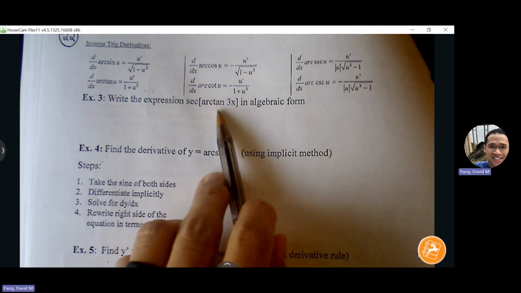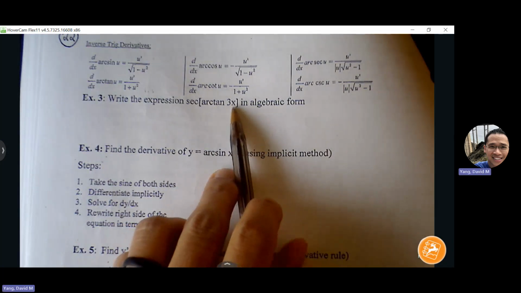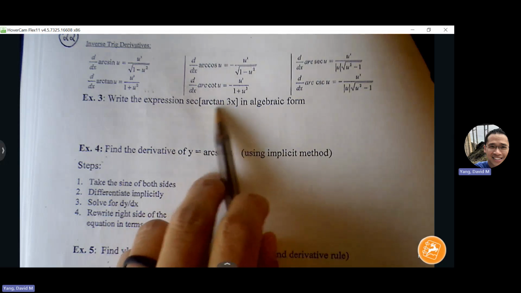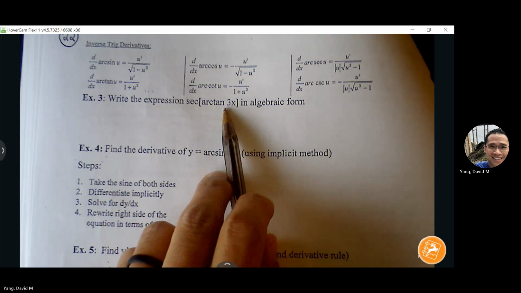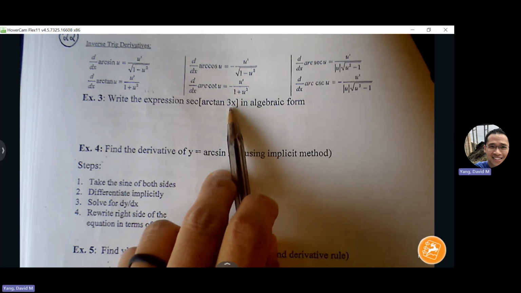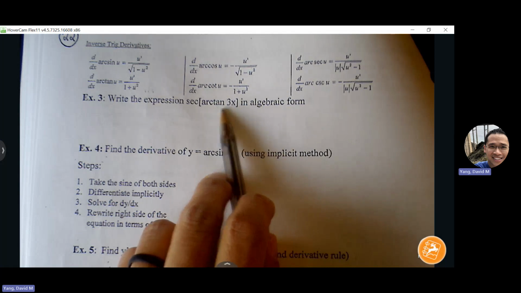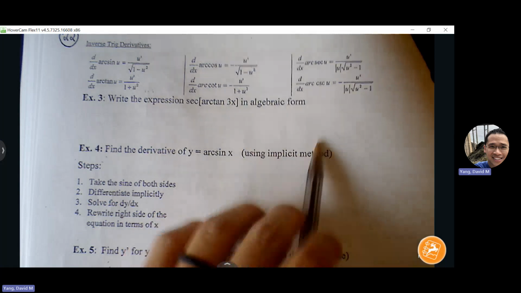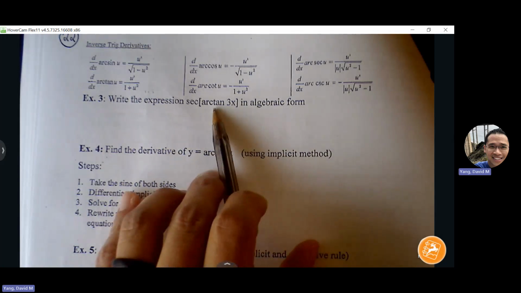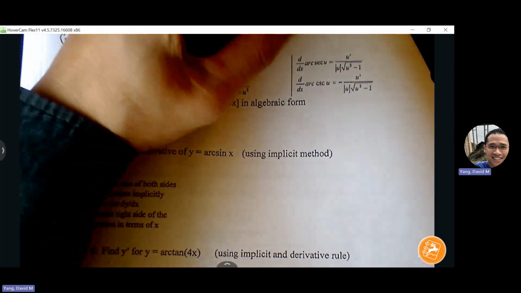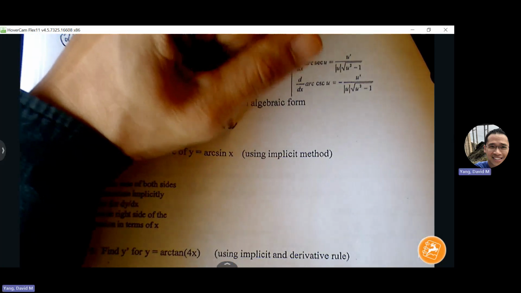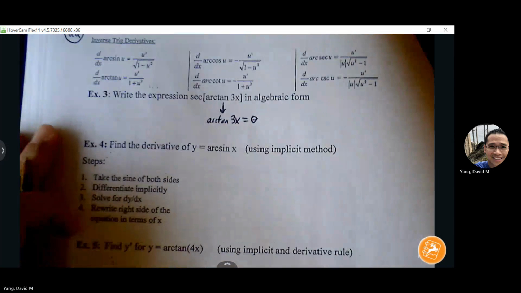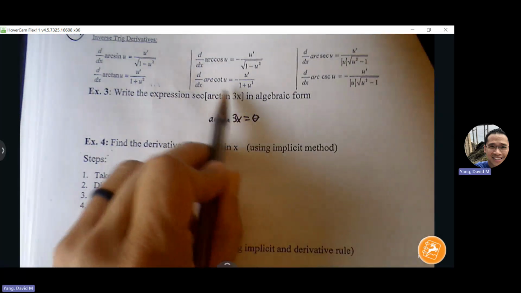Okay, example 3. It says, write the expression secant of arctangent of 3x in algebraic form. We can also do what we did from the previous page, even if what's involved with the triangle is not a real number. Even if it is just a variable, we can still do everything we just did from a triangle perspective. So arctangent of 3x, that's another way of saying arctan of 3x represents theta, right? Because this whole inside represents theta.